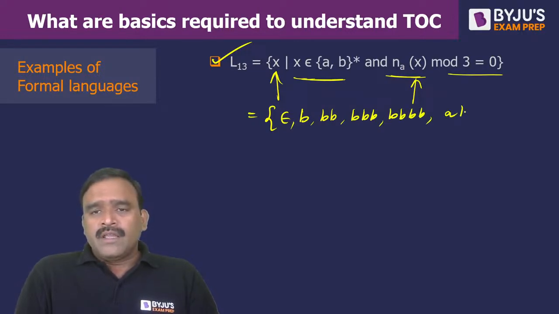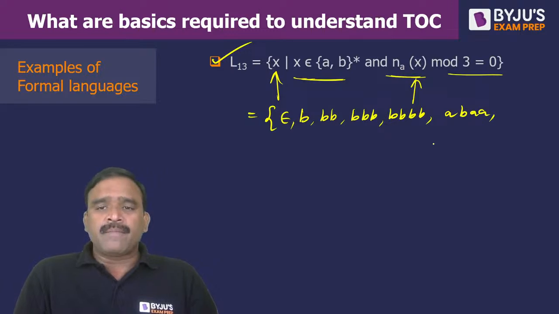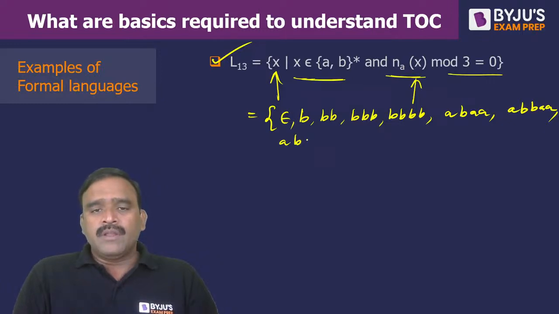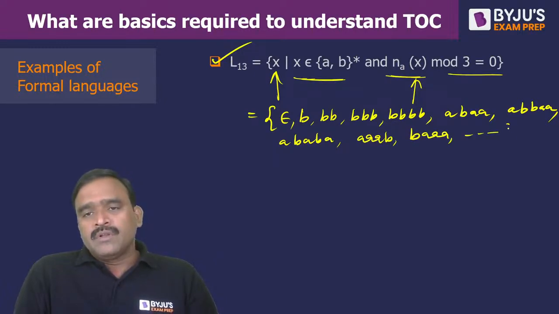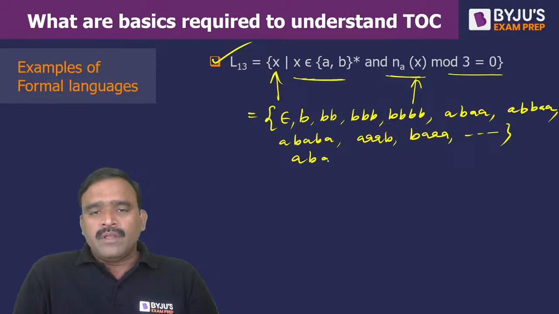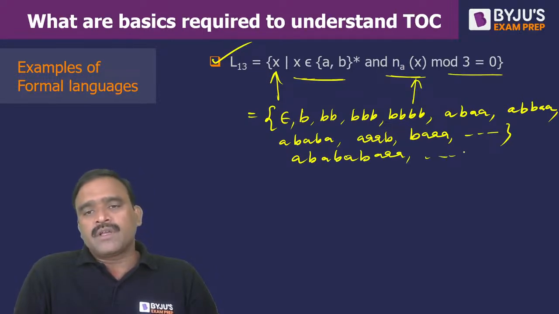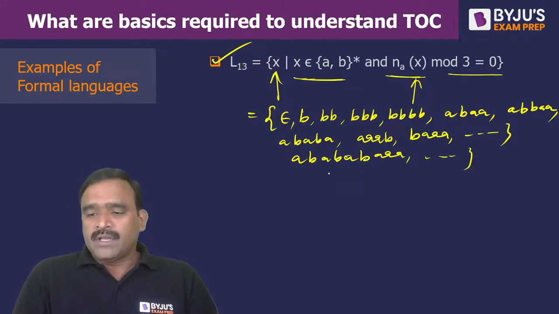And you can take A, B, A, number of A's 3. You should accept. And A, B, B, A also should accept. And A, B, A should accept. A, B should accept. B, A should accept. And also A, B, B, A. Six A's also can accept. So this type of strings can be acceptable.